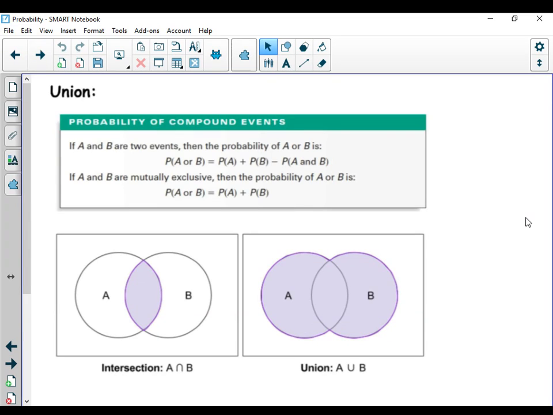Okay, so this is the last part of probability. It's the multiple events.